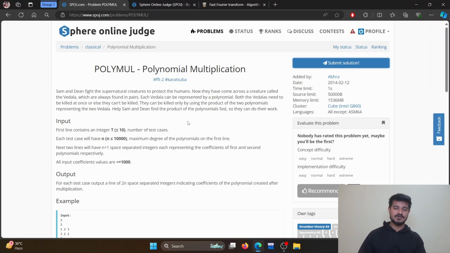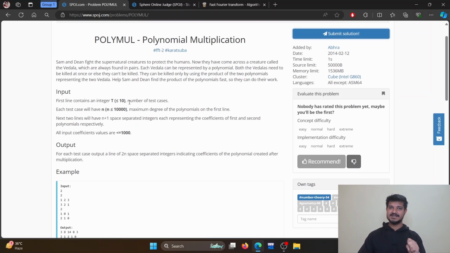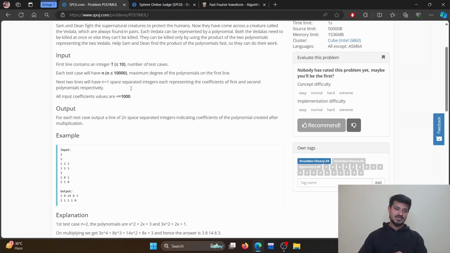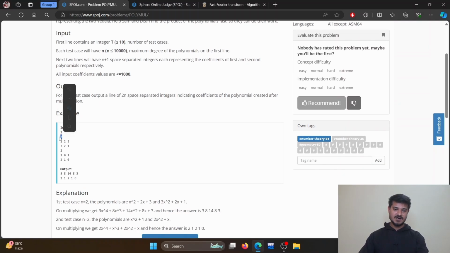Basically the problem says that you are given t test cases. In each test case you will be given two polynomials in coefficient form. You have to multiply those and print the result back in the coefficient form. The input has t, the number of test cases, followed by n, the degree of the polynomial. Since n is the degree, n plus 1 coefficients will be given to you twice, because there are two polynomials. So for two test cases with degree 2, there will be 3 coefficients for each polynomial. This is your input, and after that, you have to multiply those two polynomials and print the result back in coefficient form.